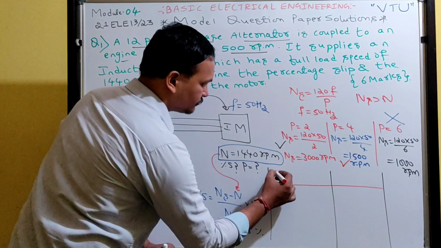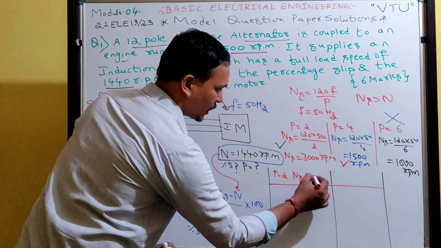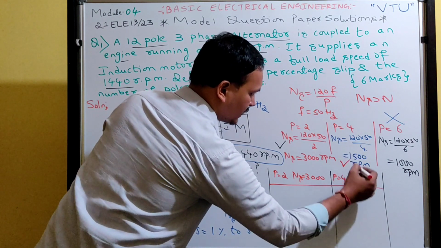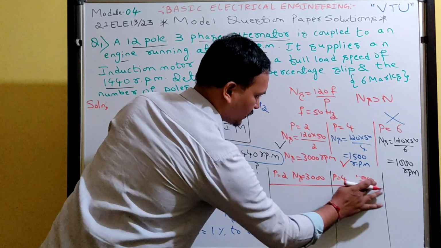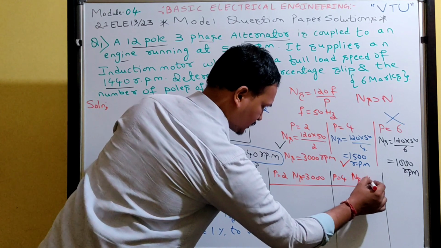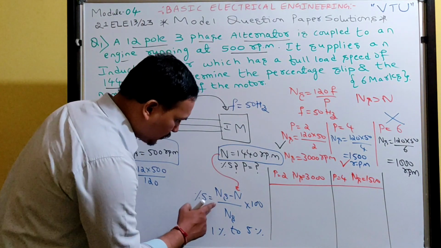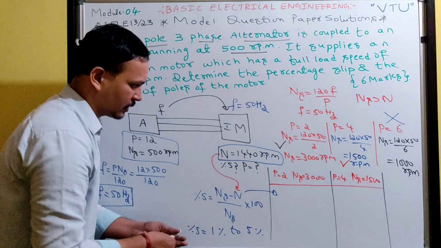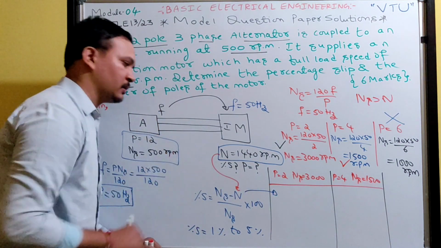Okay. See now, when poles is 2, what is ns? 3000. When the number of poles is 4, what is ns? 1500 RPM. Now, see guys, use this formula. I am applying this formula. For 2 poles, I am calculating the percentage slip.